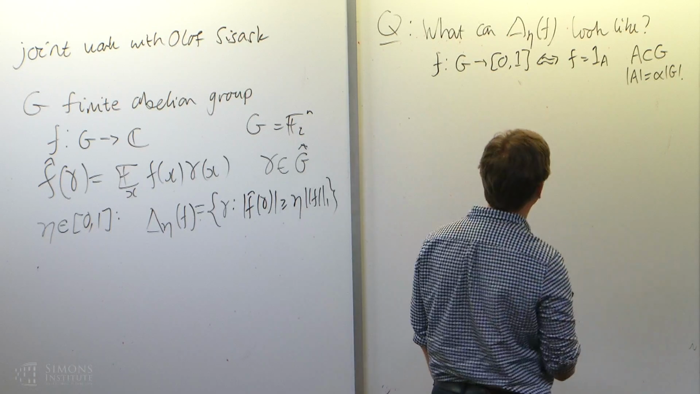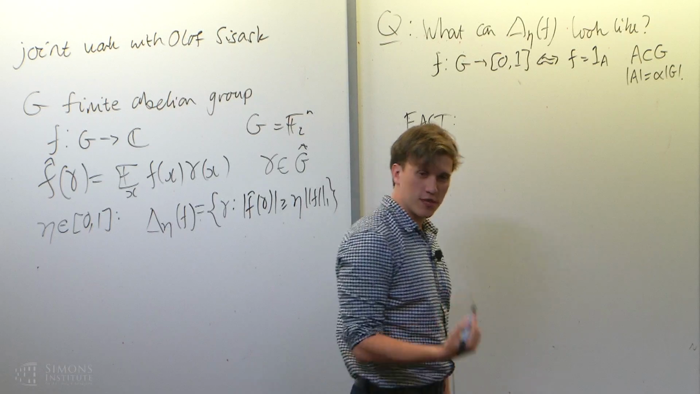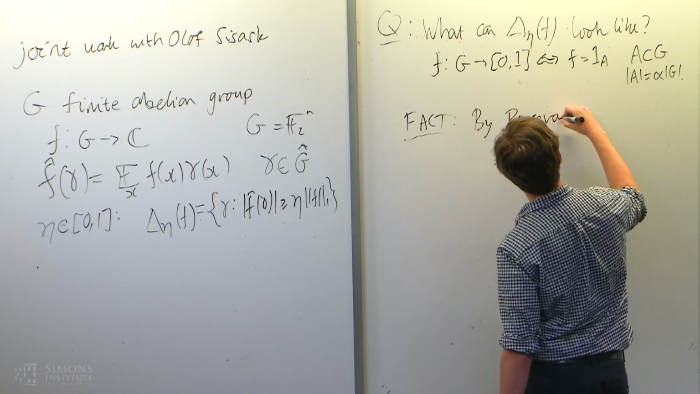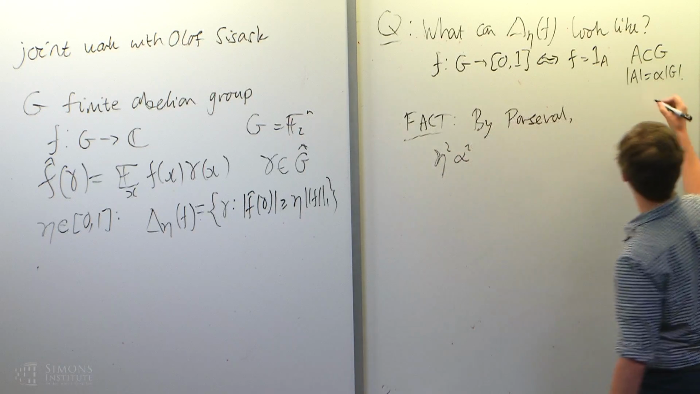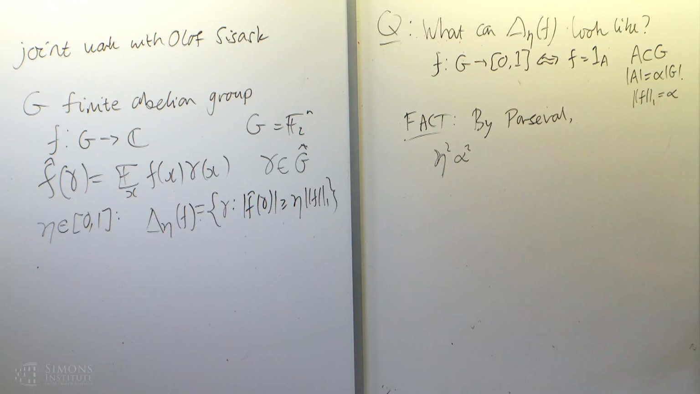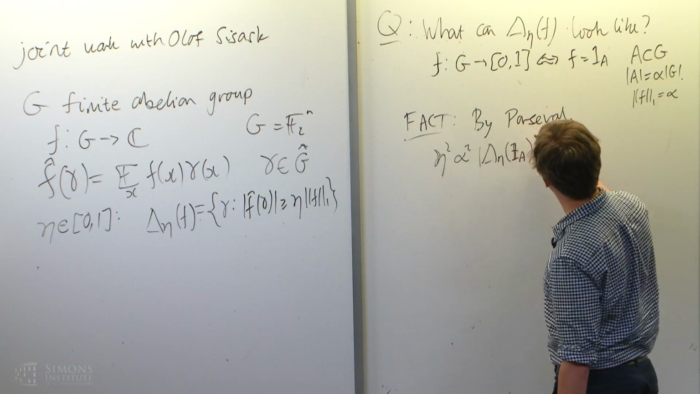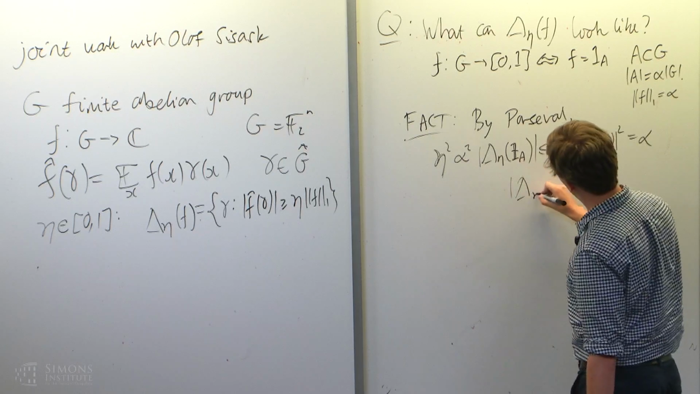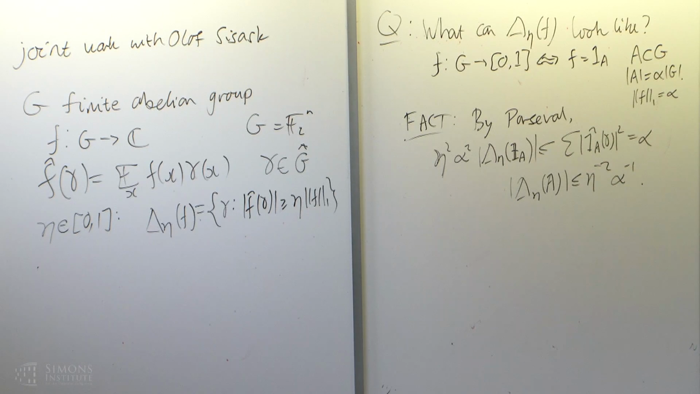Okay, so if we're trying to accumulate some facts about the spectrum, let's just record the first trivial fact, which is the bound on how large such a spectrum can be, by Parseval's theorem. So by Parseval, I have eta squared alpha squared times the size of the spectrum, where alpha is the L1 norm of f because it's a characteristic function, which is at most the sum of the Fourier transform squared, which equals alpha. And so the size of the spectrum of A is at most eta to the minus 2, alpha to the minus 1. Okay, so that's the first basic trivial thing. And even this turns out to be surprisingly useful in so many applications.